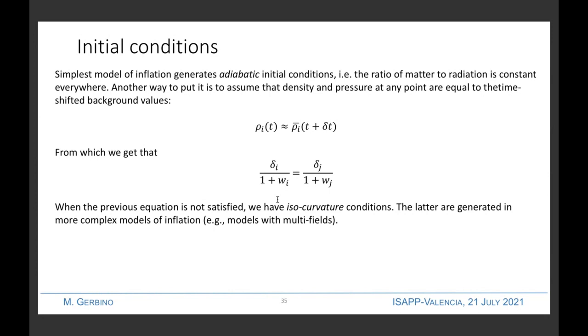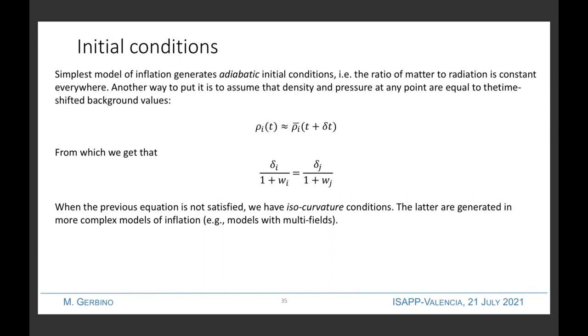We will see later this afternoon that current observations are in agreement with adiabatic initial conditions, and the constraints that are put on the amount of isocurvature perturbations are very tight. So there is no evidence for deviations from the most simple description of the inflationary stages.